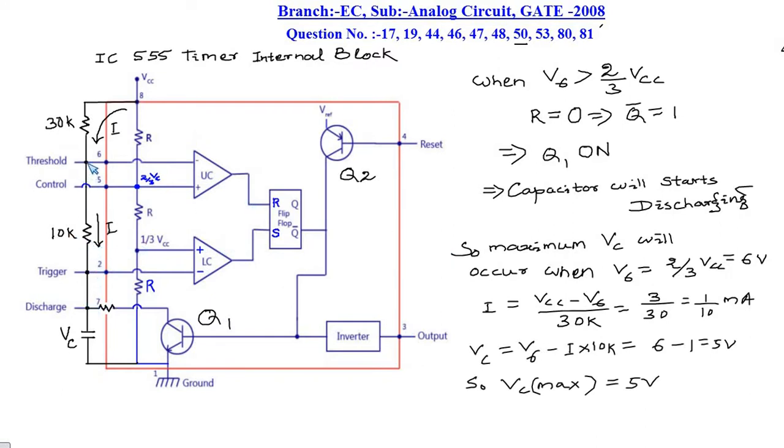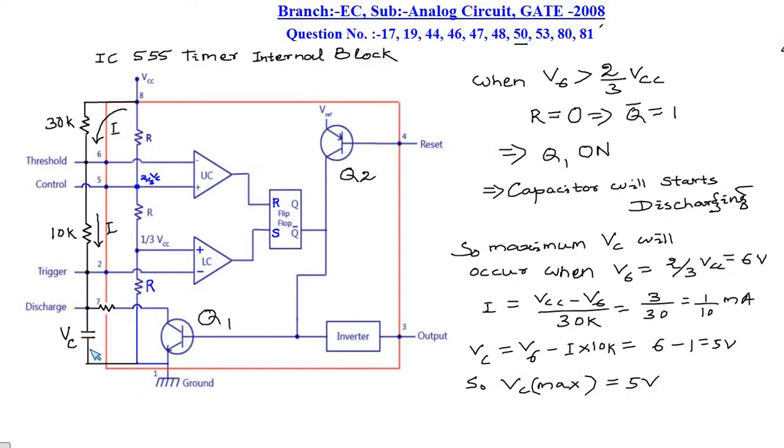VC will be equal to V6 minus I into 10K. So I is 1 by 10, and we will get 6 minus 1, which is equal to 5 volt. So that will be the maximum value, because after this the capacitor will start to discharge. So VC maximum value can reach up to 5 volt.